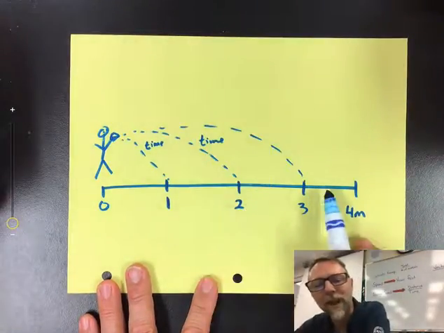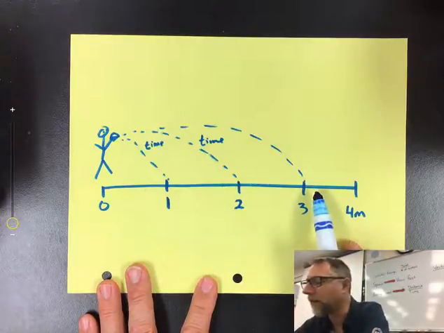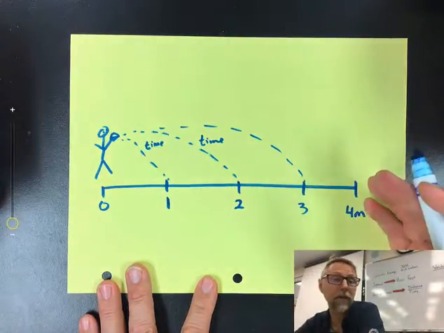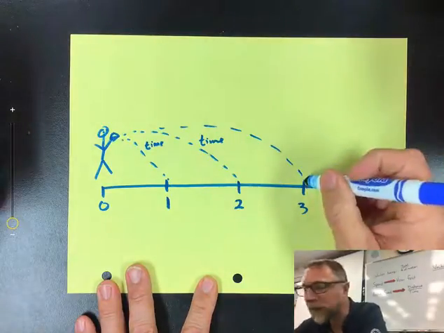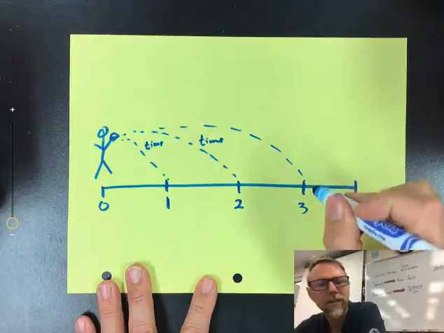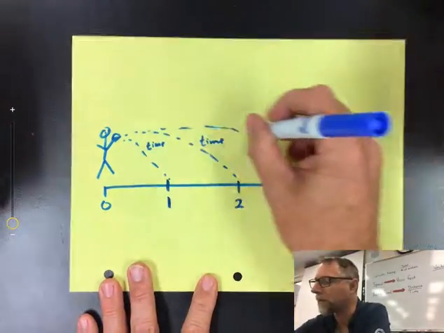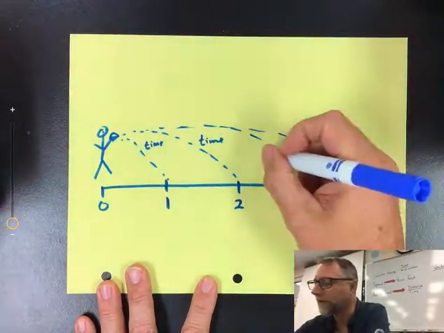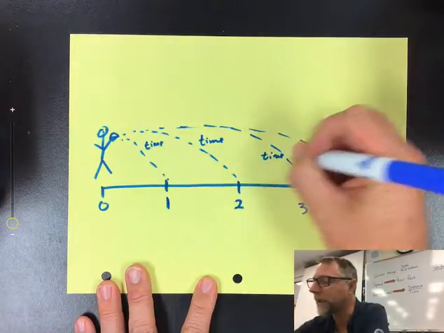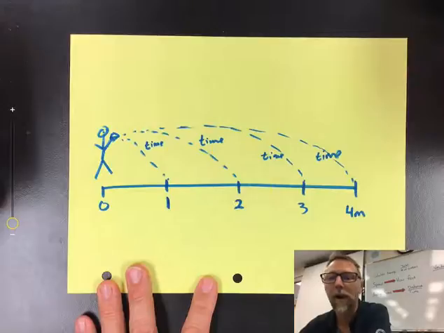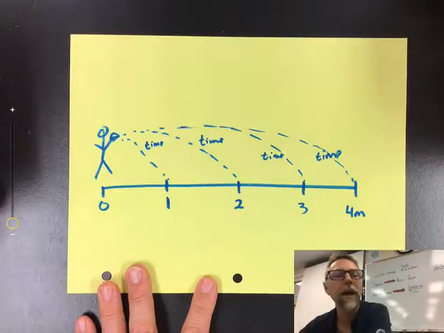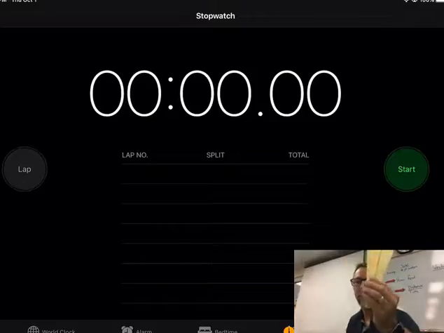What happens if it's not exactly on the 3 meter mark? Try it again. If you're way over, try it again. If it's really close, you decide what is good data. Then you're going to throw it, of course, all the way out to the 4 meter mark. And for each one, you're going to see how much time it takes to get there. Okay, next I'll show you an example of how to do that.